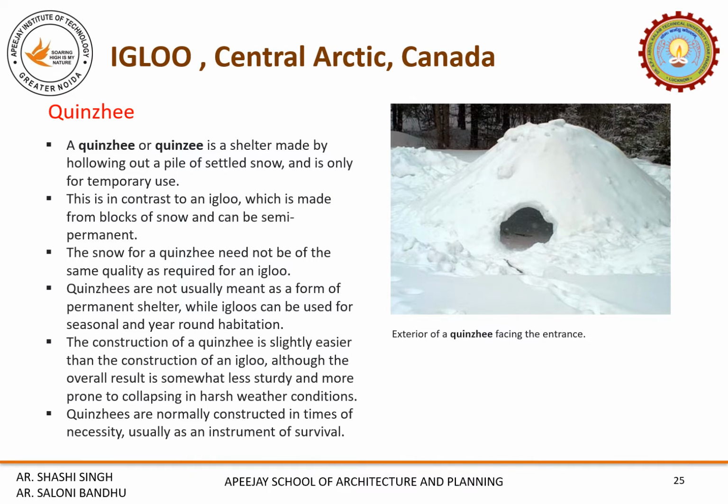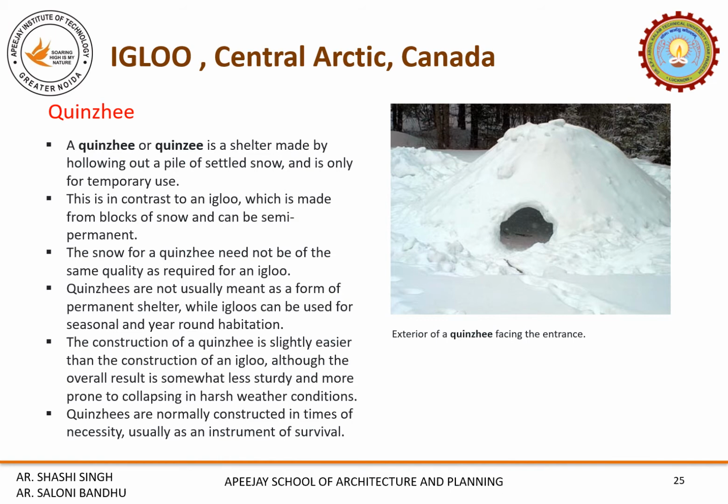Quinzee is a structure which looks similar to an igloo. It is made by hollowing out a pile of settled snow. This structure is actually a contrast to an igloo, which is made from blocks of snow. The snow quality used for this structure is not the same as used for an igloo.